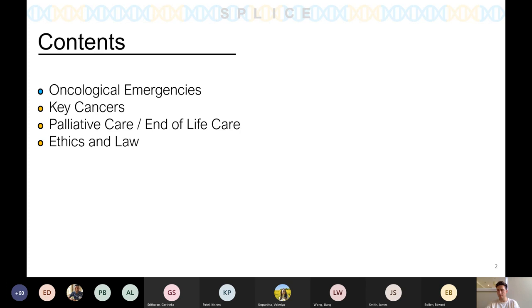And then palliative care is quite a hard topic in terms of knowing what to revise. So I've written some questions and slides on areas that I learned and that seem to come up in questions and stations. And then finally, I've got a few slides on some ethics and law topics, which again regularly come up.